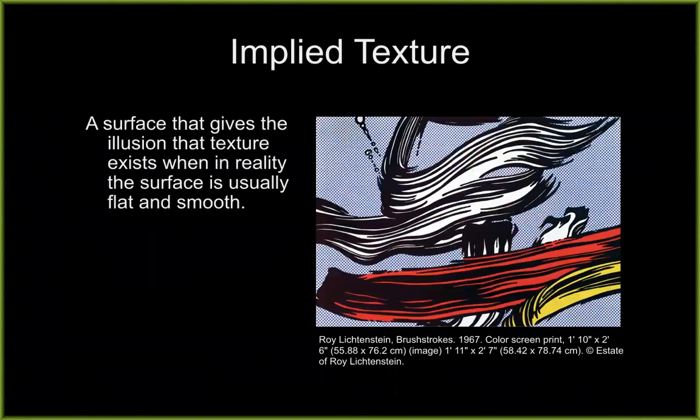This is an example of implied texture where you have a lot of visual interest. And as you look at that background area with all the dots, you might think that it would have a little bit of a rough surface, but it's actually very flat because this is a screen print. So it's perfectly flat and smooth. So if you have a surface that gives the illusion that there is a texture when in reality there is not, that's called implied.